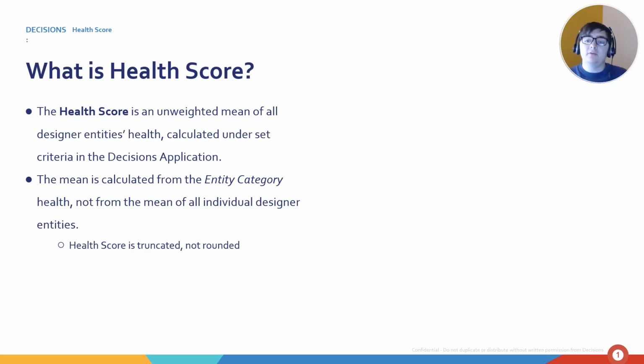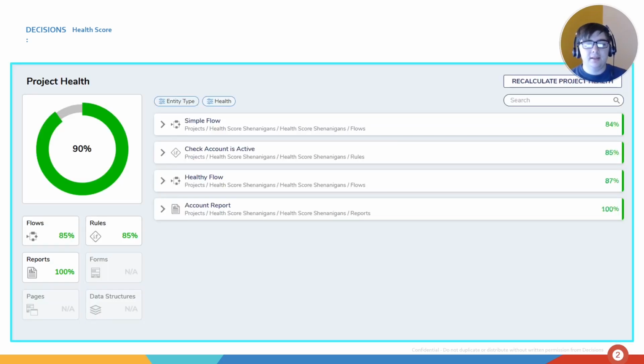So let me give you a demonstration on how this is calculated in the Decisions platform, and then we'll get into the details of the project health categories on which this score is based. So, if you'll follow me here, this is what the project health dashboard looks like in Decisions. You'll see that big number on the left is going to be the overall project health. And on the right, you have all of the individual designer entities that are a part of this project.